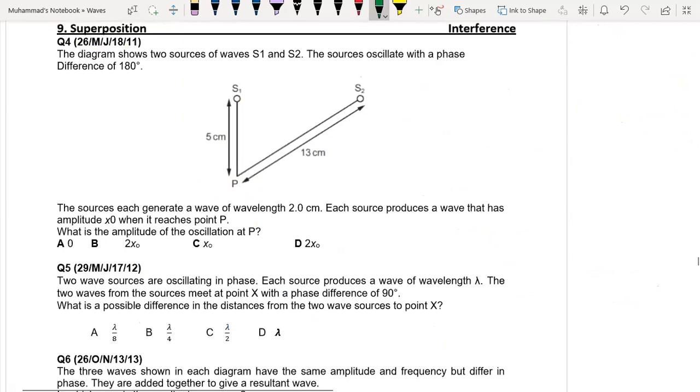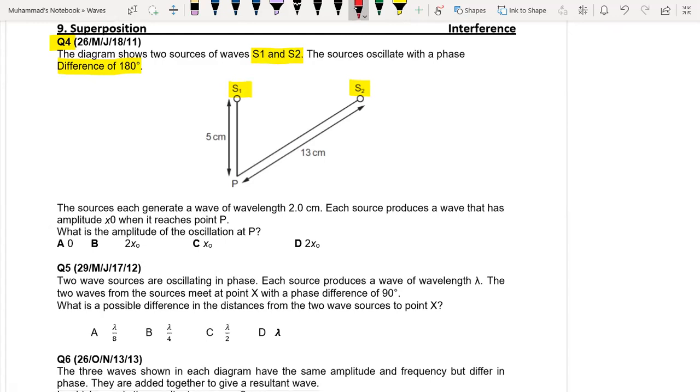Let's do question 4. The diagram shows two sources of waves S1 and S2. The sources oscillate with a phase difference of 180°. This is a very important key point: what is the phase difference between the sources. So they are already out of phase.